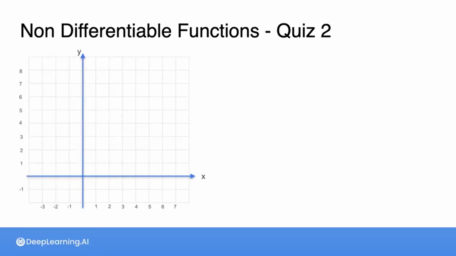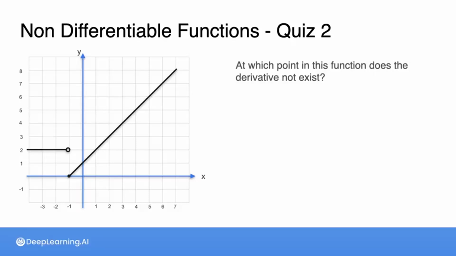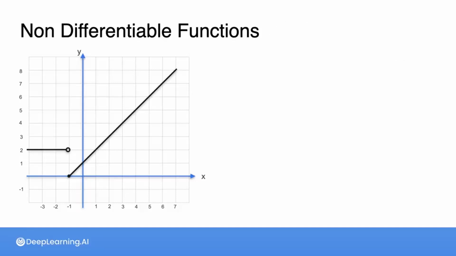Now consider this function. The function is defined as 2 for anything smaller than -1, and for anything bigger than -1 is this diagonal here defined by y equals x plus 1. So at which point in this function does the derivative not exist? This is a step function or a piecewise function. It has a jump discontinuity at x equals -1. Over here, as I mentioned, is defined as y equals 2, and over here is y equals x plus 1.